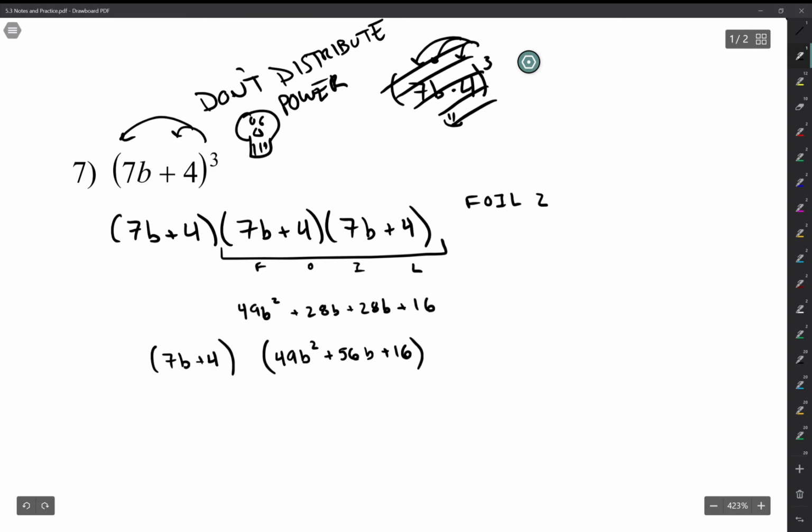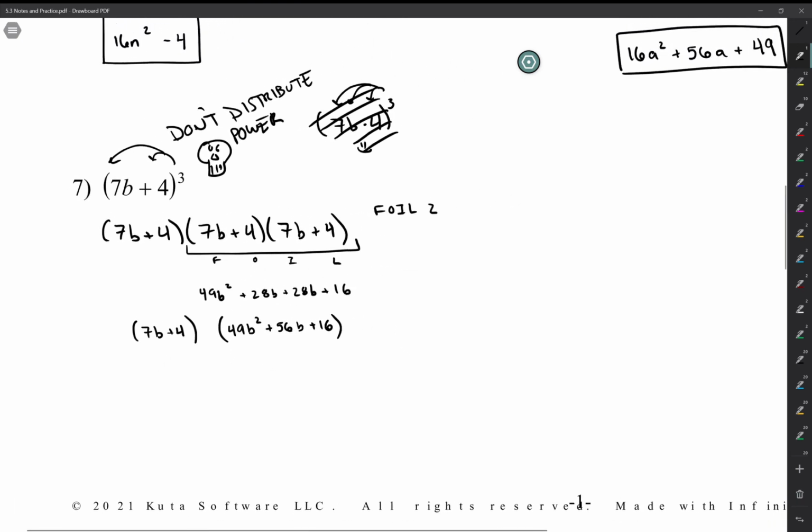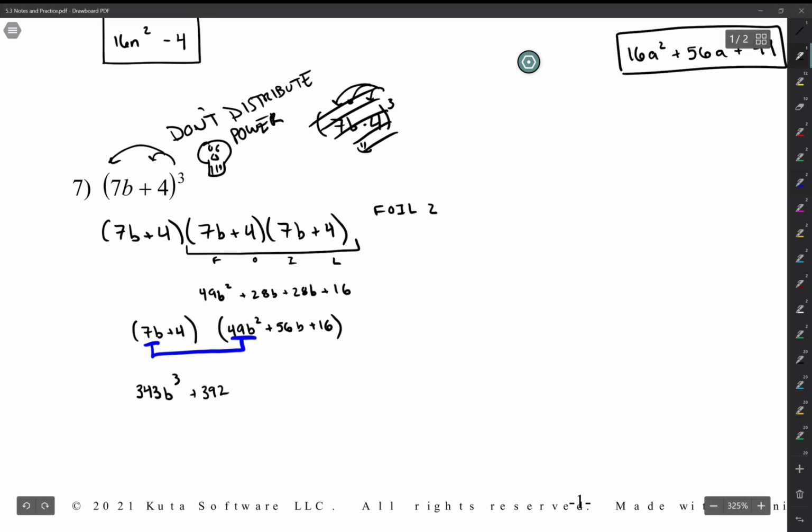So from here, then we just need to do our distributing and multiplying from above. So 7 times 49, I'm going to get my calculator back on out. 343. And that's b to the third. 7 times 56. That's the next one, 392. Where'd you get that from? Well, I multiplied to there. And then 7 times 16 is going to be 112.